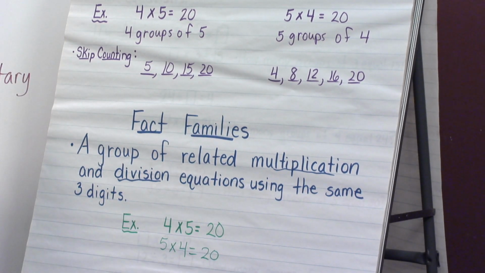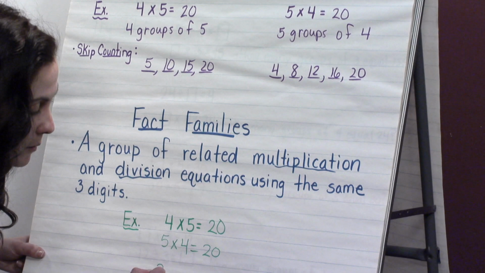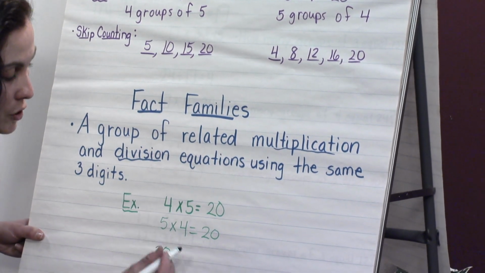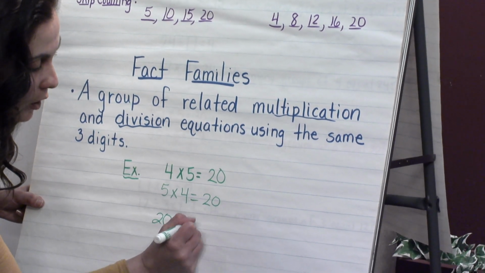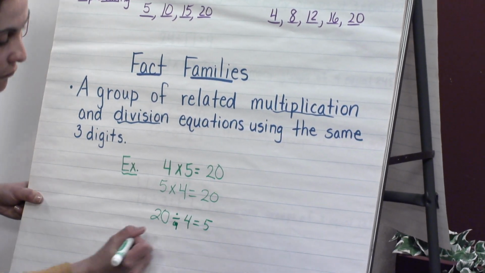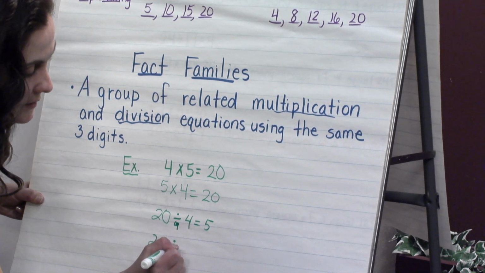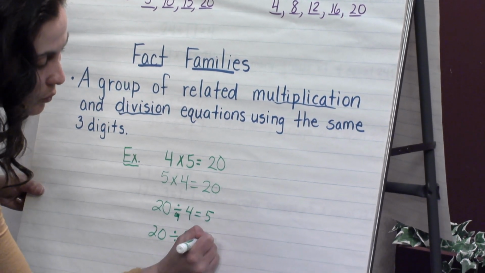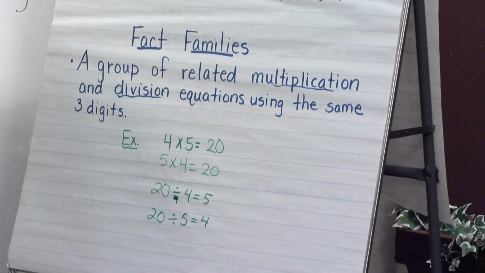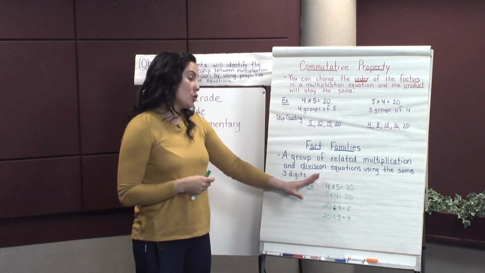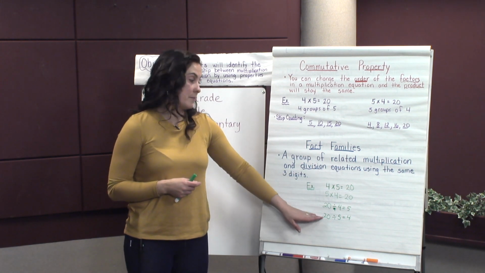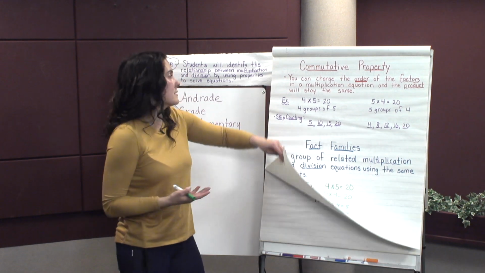Now I need 2 division equations. Division equations would start with our product, the bigger number, and we're going to divide it by the numbers that we have here, the factors. So 20 divided by 4 would equal 5, and 20 divided by 5 would equal 4. So we have a group of related facts, 2 multiplication, 2 division. Those are called fact families.